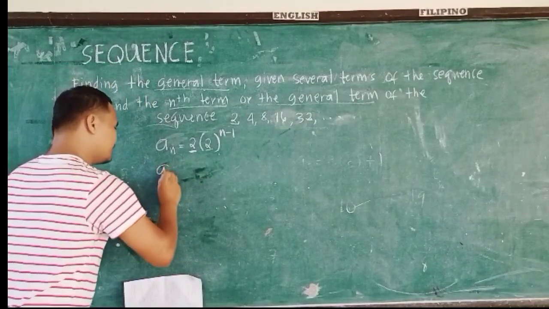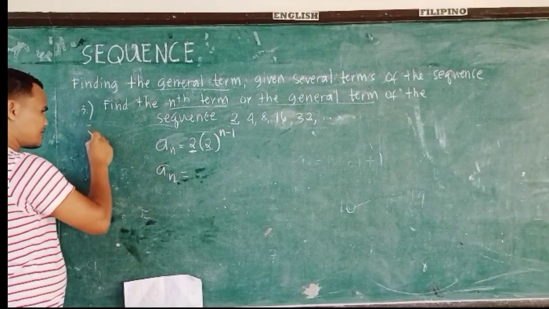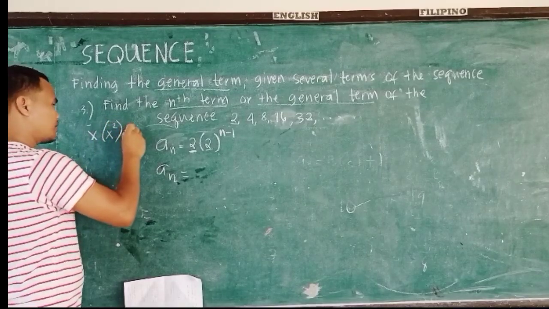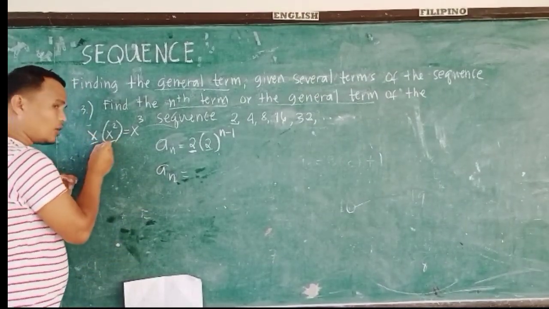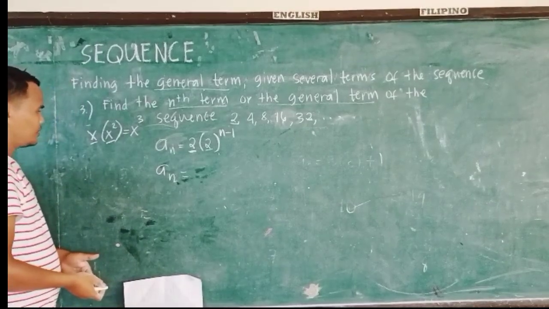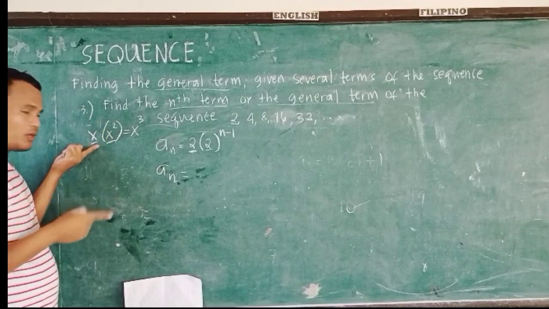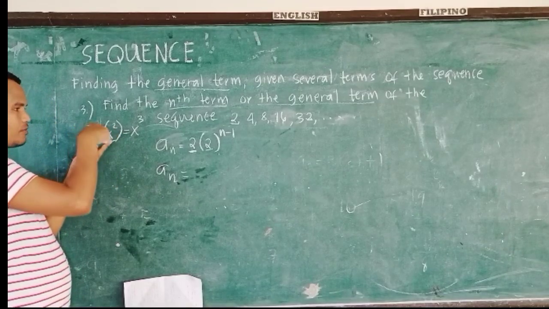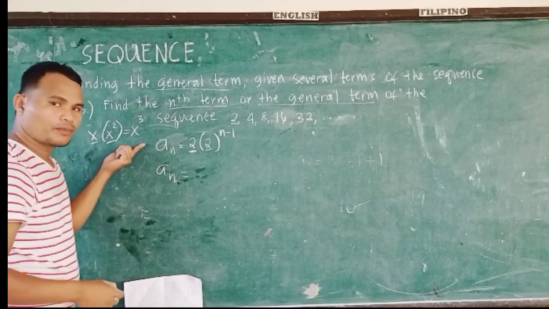Let's continue. A sub n equals. In algebra, when we say x times x squared, what is the result? The result is x cubed. Ngano x cubed man? Kay kung mag-multiply tag pareha og base, atong i-add ang exponent. So the exponent of x here is 1. Kung walay nakita nga exponent, automatic 1 na siya. Ang exponent sa x squared kay 2. So, i-multiply nimo ang x with x squared, i-add nimo ang exponent, that's 1 plus 2. Mao na siya ang x cubed.